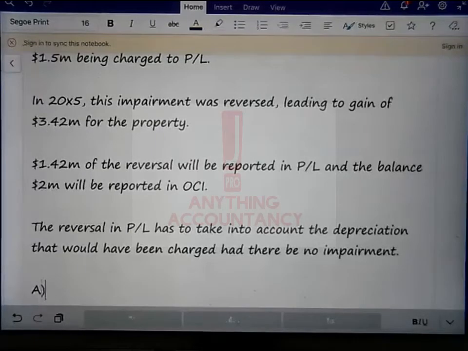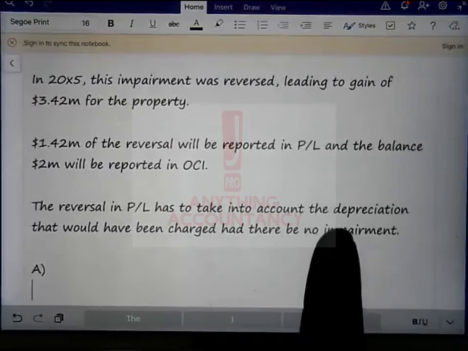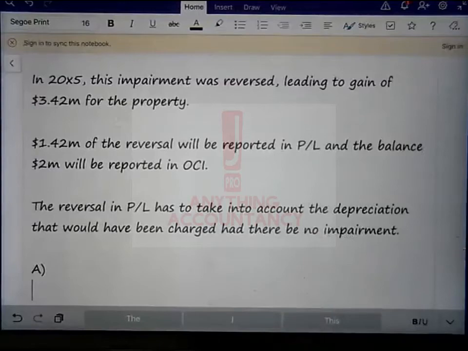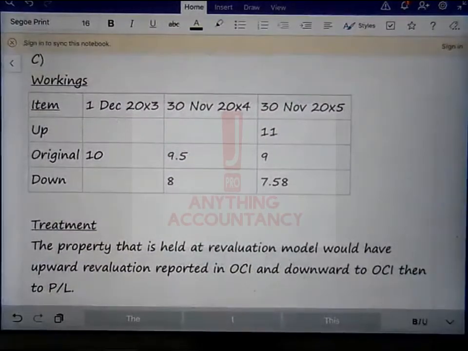Okay, now I do part A, about the impairment of the financial asset. Do you understand this one? Yes, no? Because you see, if there was no impairment, how much is your depreciation? 0.5. Now, because of the impairment, your depreciation is how much? 0.42. So you have reduced depreciation because of the impairment.